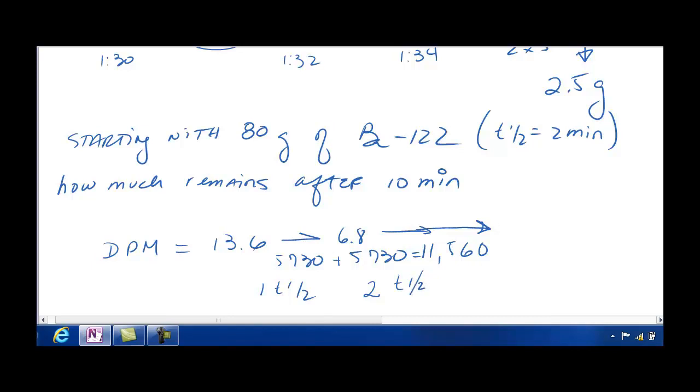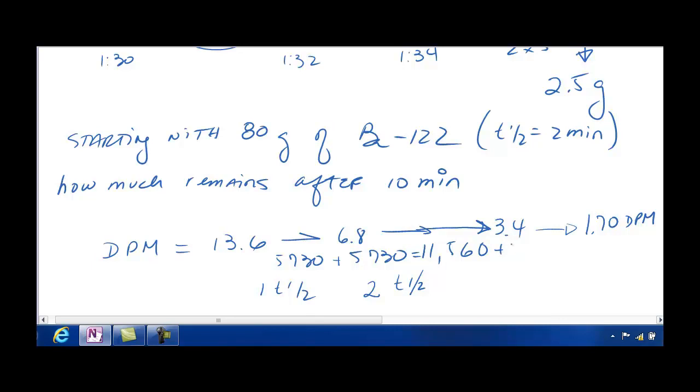I cut this 6.8 in half. So what do I get? 3.4. All I'm doing is cutting this in half. 13.6 divided by 2 is this. 6.8 divided by 2 is this. And if I divide this fellow by 2, what do I get? 1.7, which is what this painting was giving me. I put this Geiger counter on this piece of charcoal, and it gave me 1.7 disintegrations per minute. So a third half-life must have elapsed.